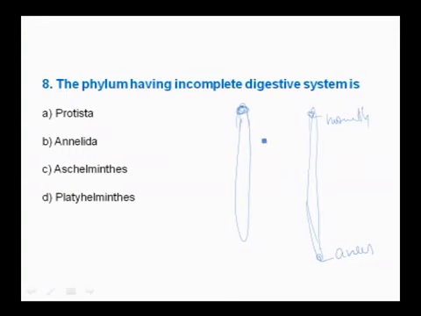This kind of incomplete digestive system is found only in Platyhelminthes. Aschelminthes, a good example is roundworm. You are very well aware that it has anus as well as mouth. Annelida, for example earthworm, has anus as well as mouth. Then the next option is Protista. Protista does not have a digestive system as such. So this is also wrong. We have to see the phylum having incomplete digestive system. So these are the wrong options, and the correct one is 8D.